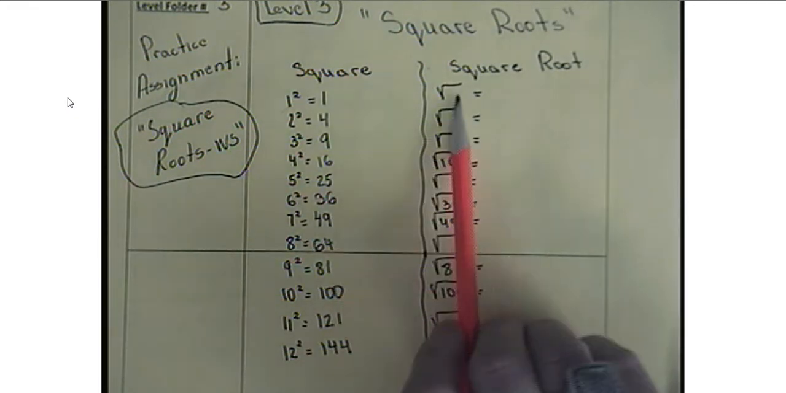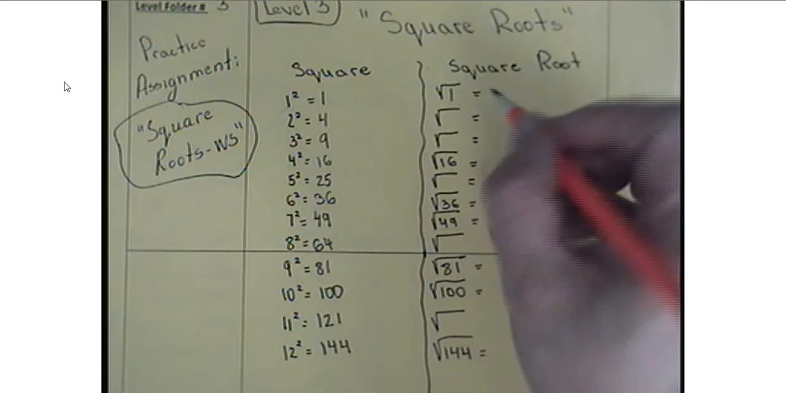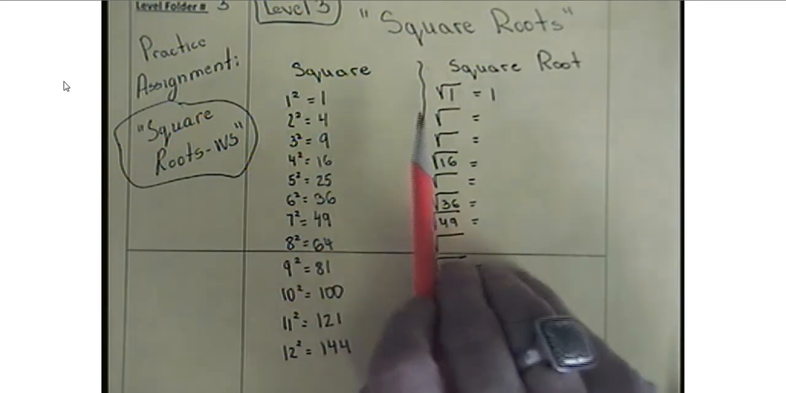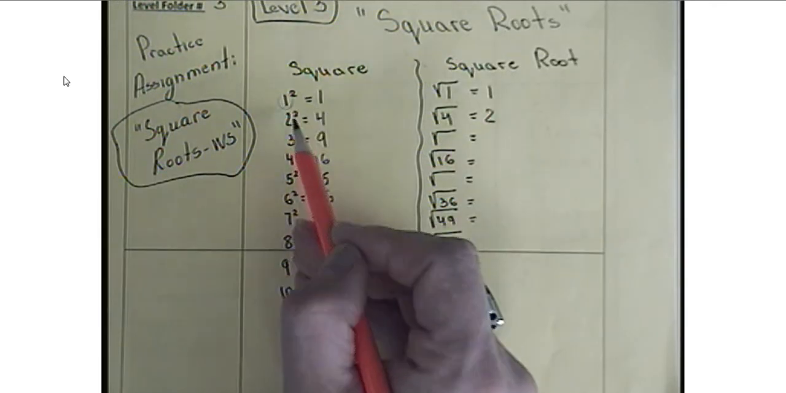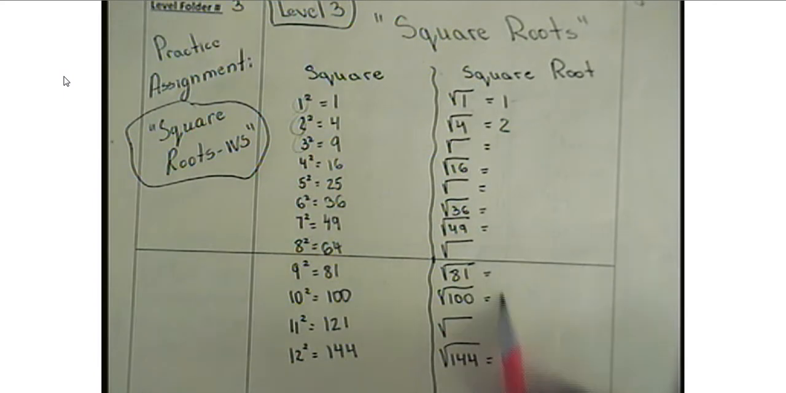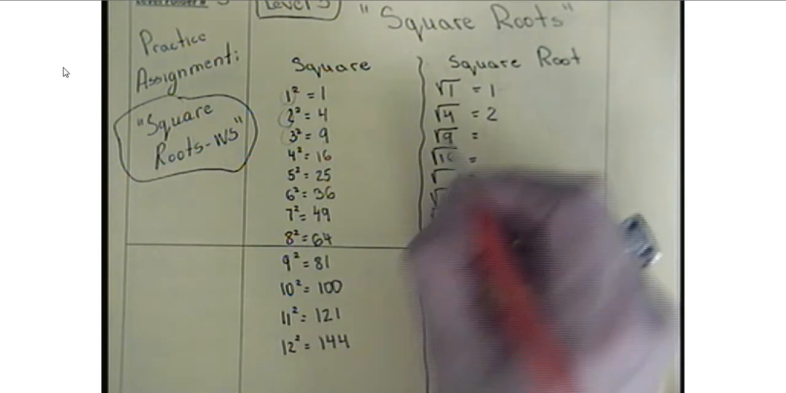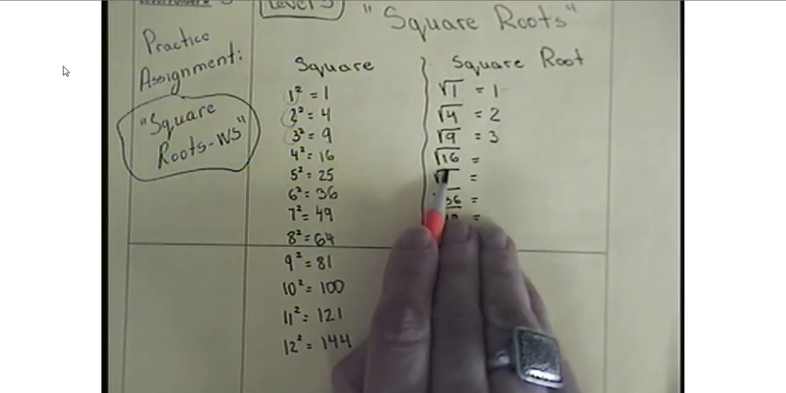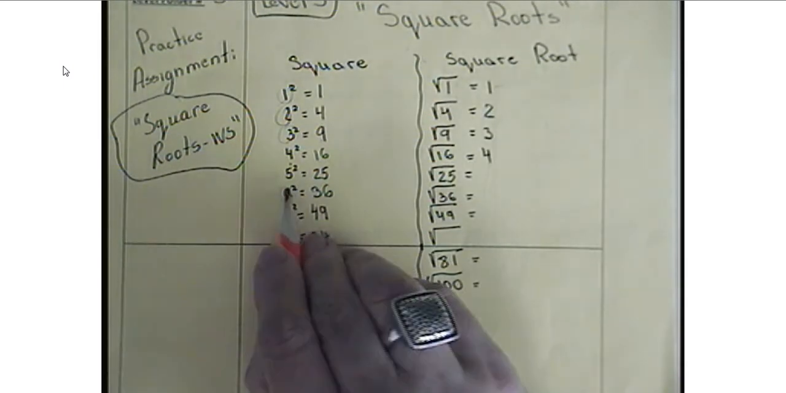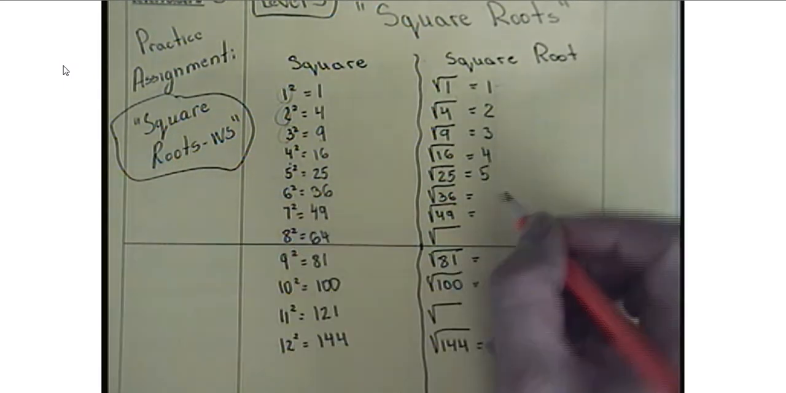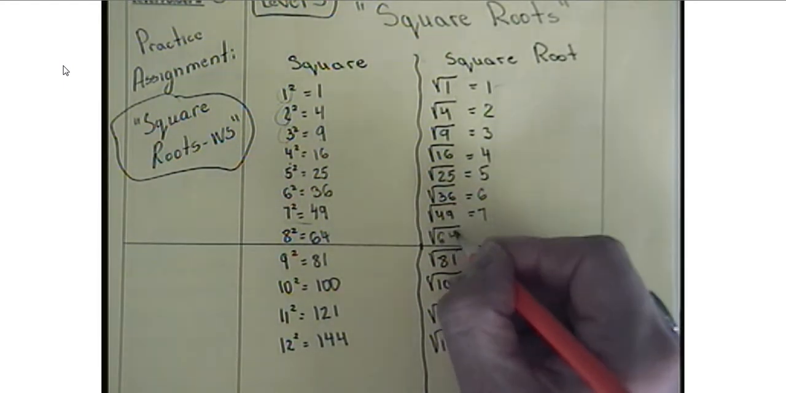So basically going backwards, if I square root 1, so here's 1 and I square root 1, the answer will be 1. If I square root 4, the square root of 4 will give me 2. So basically all those bases of the numbers are the answers of the square root. Square root of 9 will be 3. Square root of 16 will be 4. Square root of 25 will be 5. Square root of 36 will be 6. Square root of 49 will be 7. Square root of 64 will give me 8.